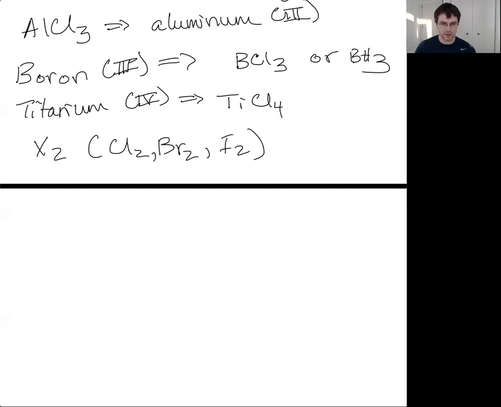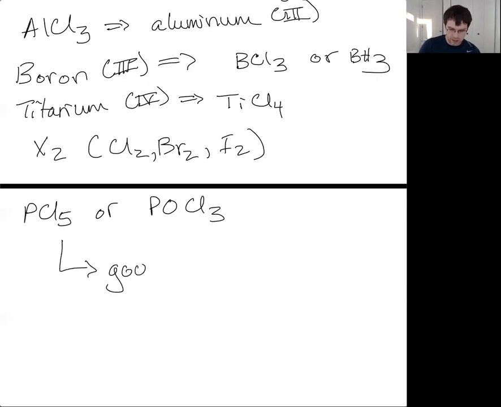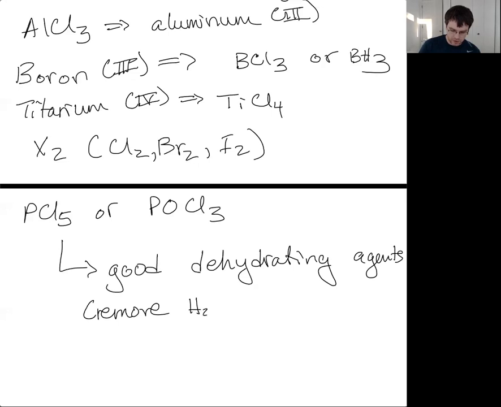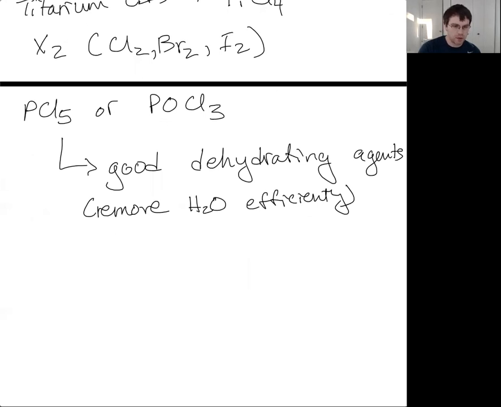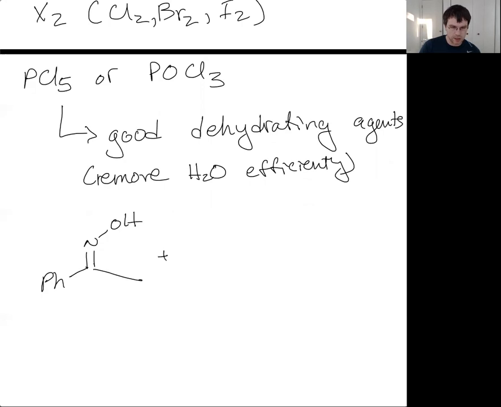Okay, so let's look at some examples of how we actually use these things. So we have PCl5 or POCl3, as we had talked about. These are really good dehydrating agents. That is to say, they remove H2O very efficiently. Okay. So if we look at some examples, what we could do is we could take something like an oxime. Here's an oxime and treat this with POCl3. And we get to something a little less unusual, much less unusual, and that's an amide.